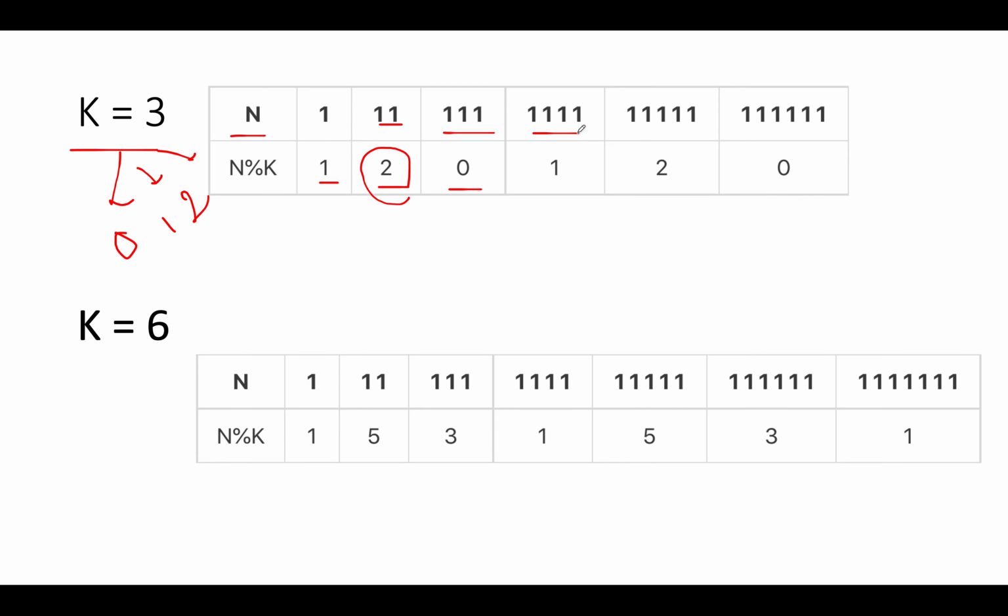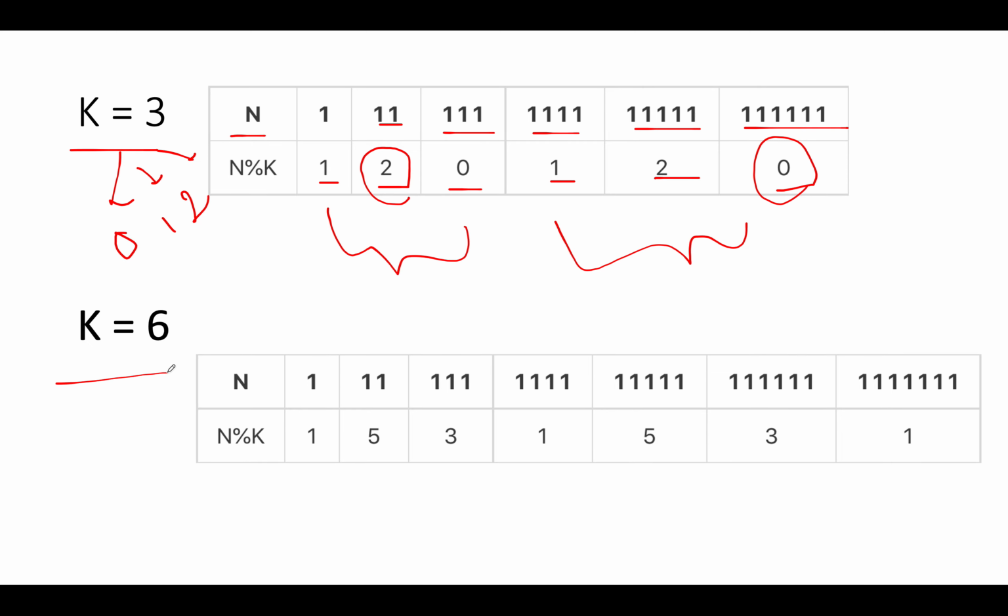Let's proceed ahead. Next we have 4 times 1. Then the remainder comes out to be 1. When we have 5 times 1, the remainder turns out to be 2. When we have 6 times 1, the remainder turns out to be 0. So as we can clearly see, there is a pattern that is being followed as we progress along this series.